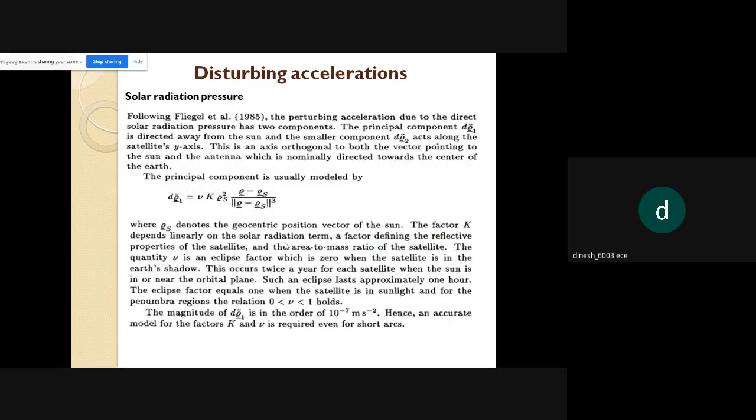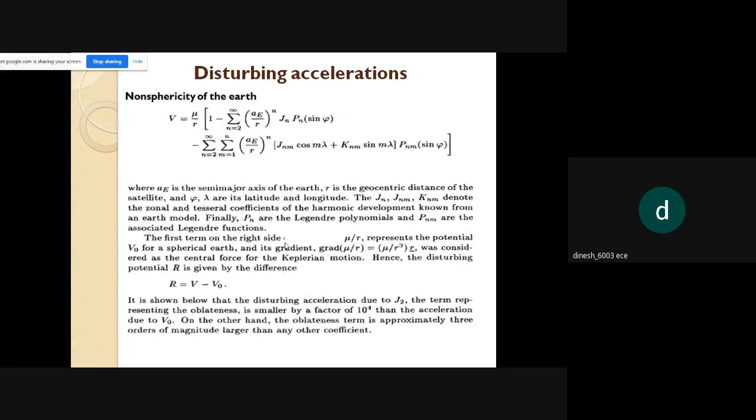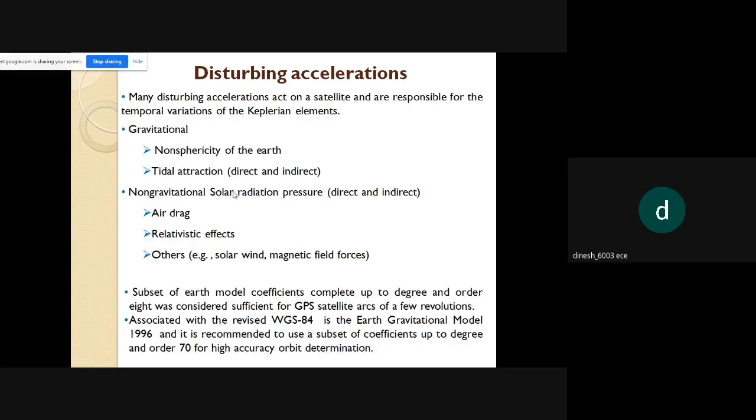Next, we are going to determine the solar radiation pressure, SRP, the non-gravitational solar radiation pressure.